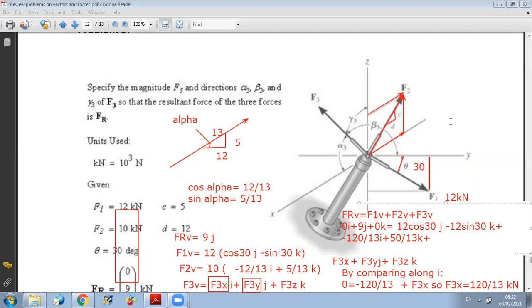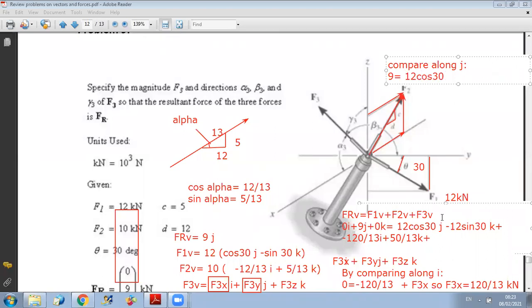Now I will do the same along j and k. I will write here, because I don't have space down. Comparison now, compare along j. What do I have along j? First, from the first term, it's 9, so 9 equals. From the other side, the first term is 12 cosine 30.